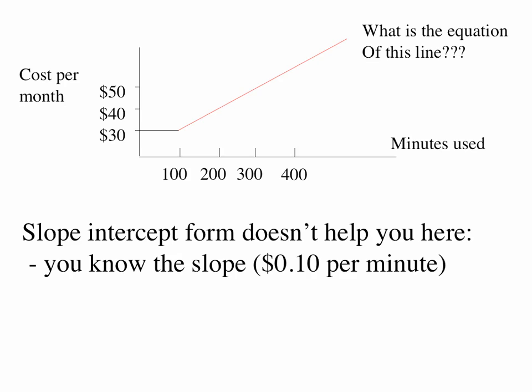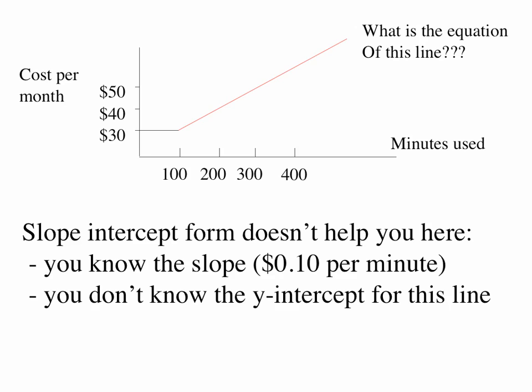We know the slope of that line, the red portion of the line, is 10 cents per minute. But we don't know the y-intercept for the line, and we can't just extend the red line all the way back until it hits the y-axis, because that's not really what the reality of this situation is telling us.